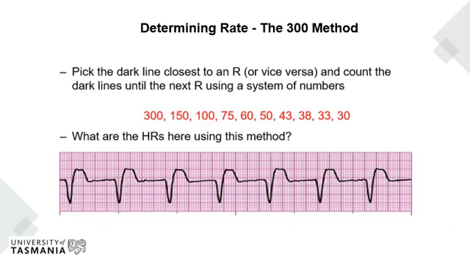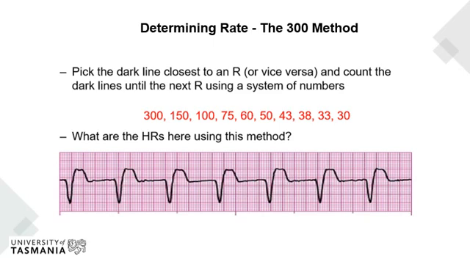There's also the 300 method for determining rate. This is done by picking the dark line that's close to the R wave. If we look at the first QRS complex in the example on screen, we can see that it pretty much sits on one of the dark lines. From here, you need to count the number of dark lines until the next R wave using a specific system of numbers. These are on screen at the moment: 300, 150, 100, 75, and so on.